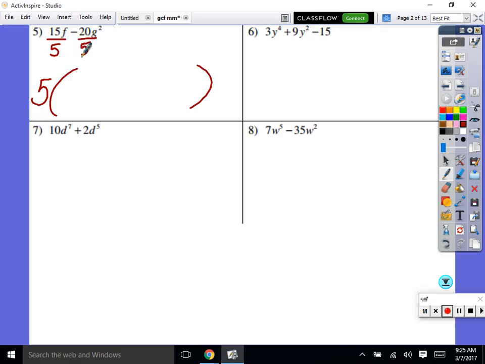Divide by 5, divide by 5. 15 divided by 5 is 3. We still have an f. And then negative 20 divided by 5 is negative 4. And then we still have our g squared. And that was all we could do with this.